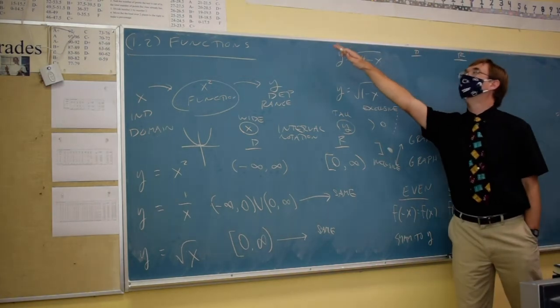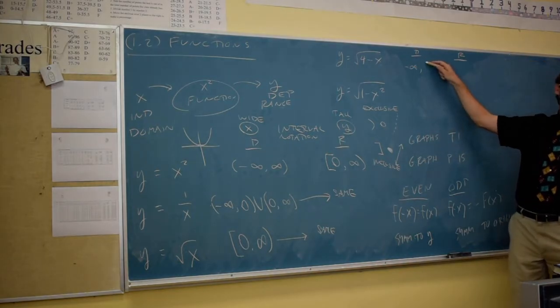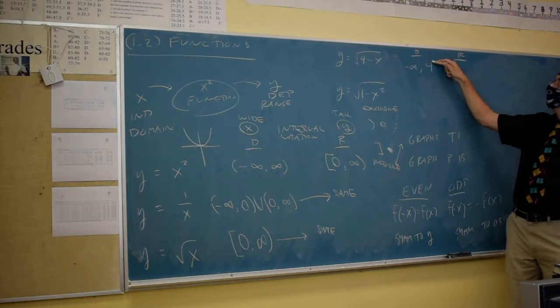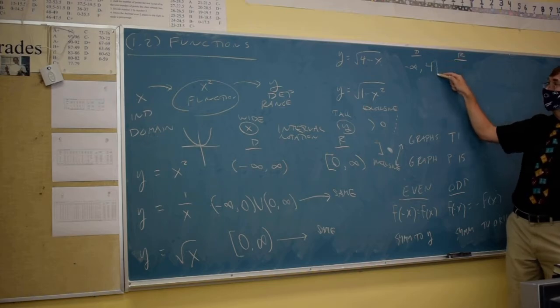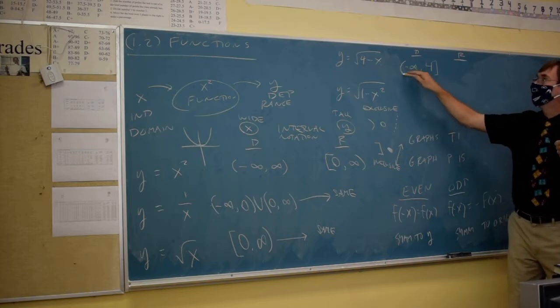So how low could you go? Negative infinity. What was our top mark? 4. Parentheses or bracket? Bracket, because 4 itself can work. Infinity is always parentheses.